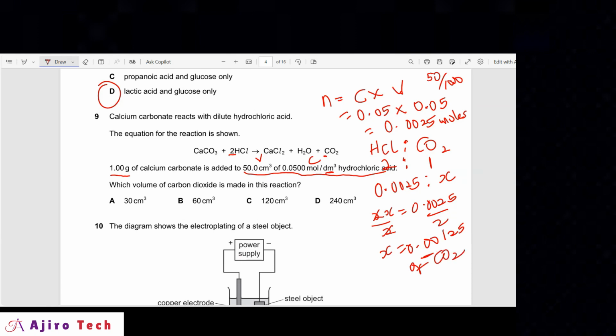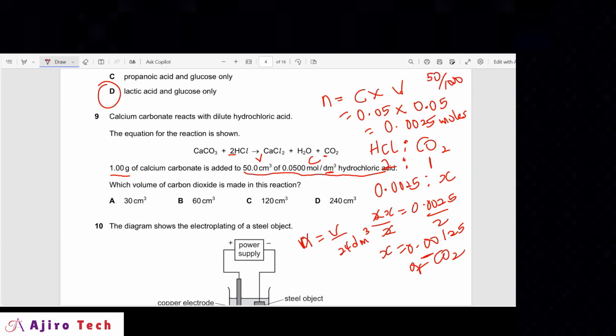But we have to find the volume. We have the moles of carbon dioxide by using the mole ratio. So to get the volume of carbon dioxide gas, remember the formula: the number of moles equals volume over 24 dm cubed. So this is the formula for calculating the volume of a gas. Basically, to get the volume, it's 24 dm cubed times the number of moles we calculated. So let's do that: 0.00125 times 24.